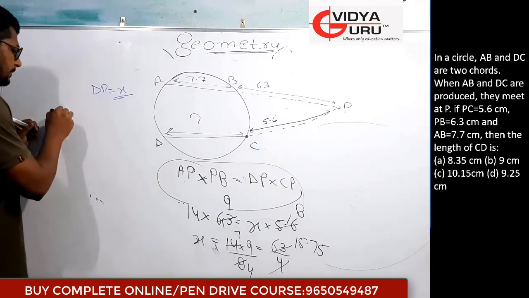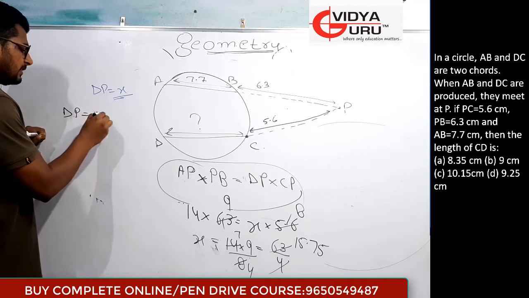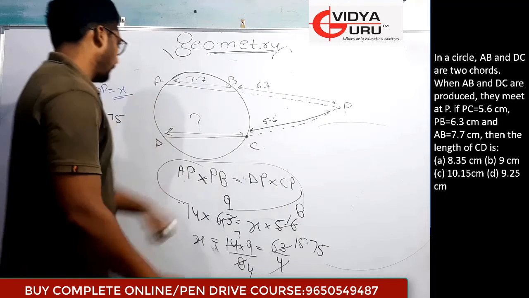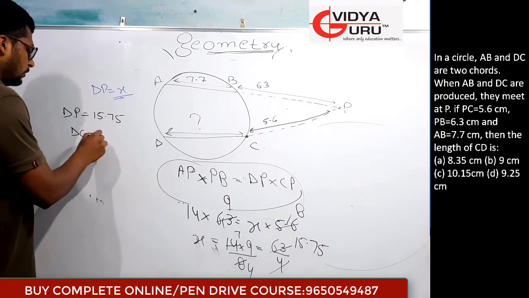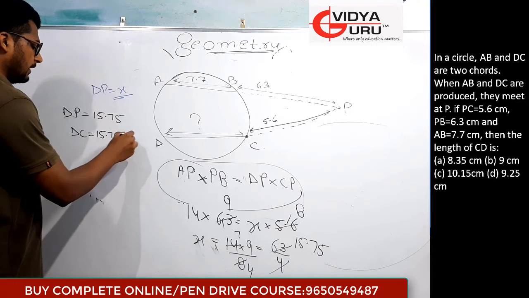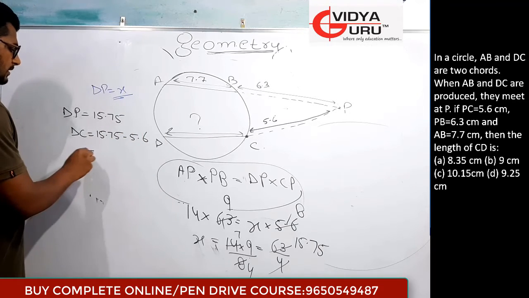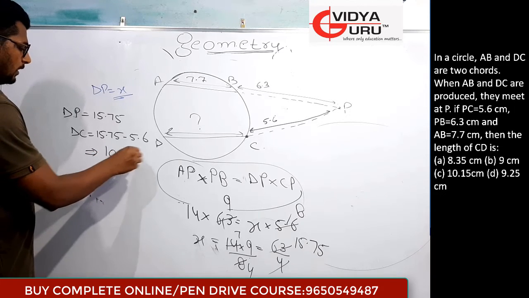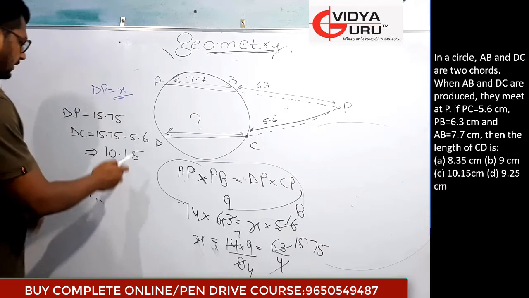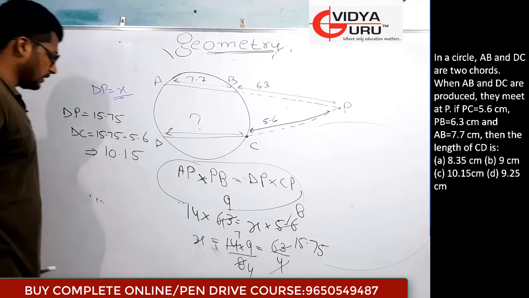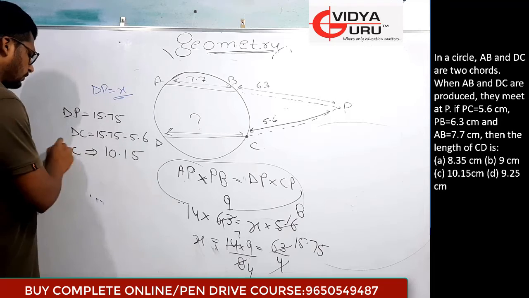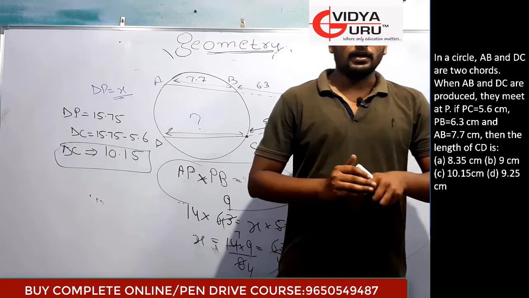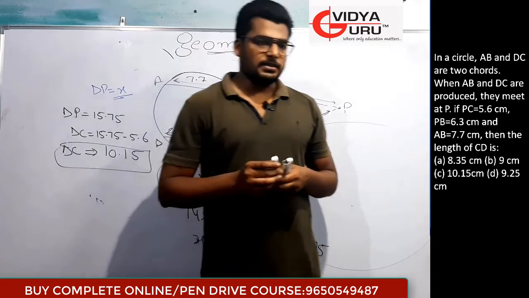That means DP is 15.75, but the question is asking DC. So from DP I will remove 5.6. DC will be equal to 15.75 minus 5.6. What answer will come? 10.15. Okay, this is the correct answer. DC is equal to 10.15. So moving on to our last question of this series.